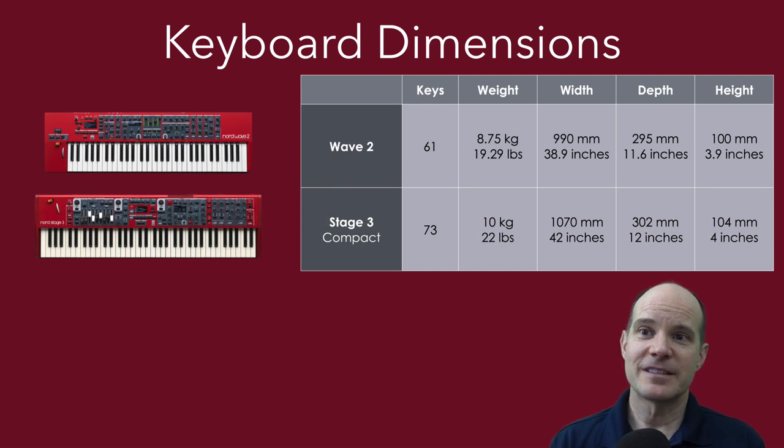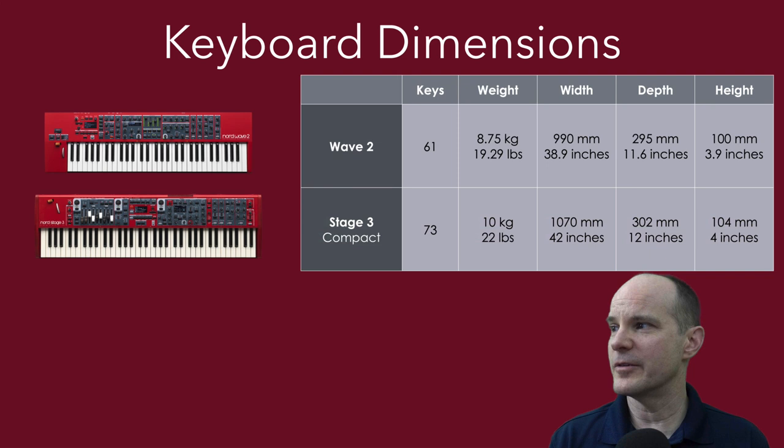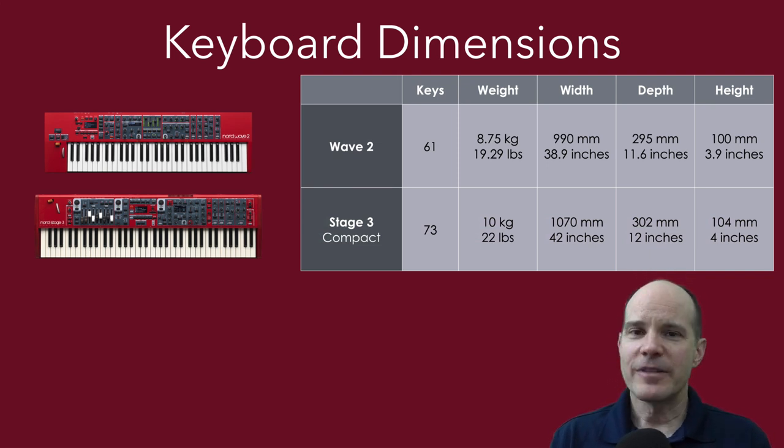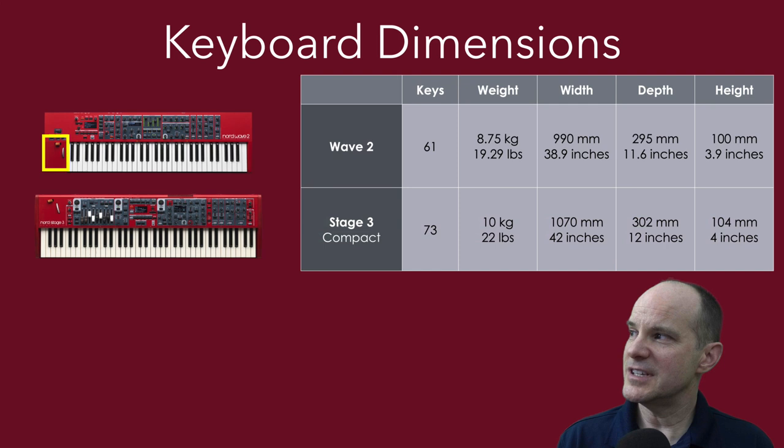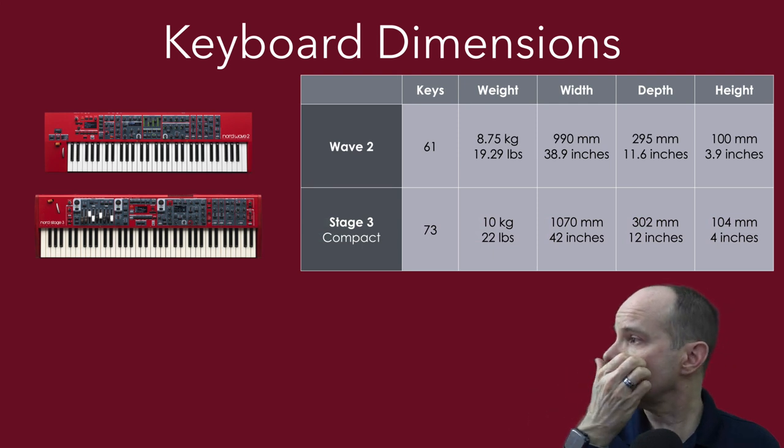And it's roughly the same height, almost identical, 104 millimeters, or 4 inches high. How are these keyboards so different in the number of keys, yet so close in size? Well, you can see clearly in the left-hand picture, the Wave 2 makes up for the length using the key to the left of that low C key. You have that metal area where you have the mod wheel and the pitch stick.